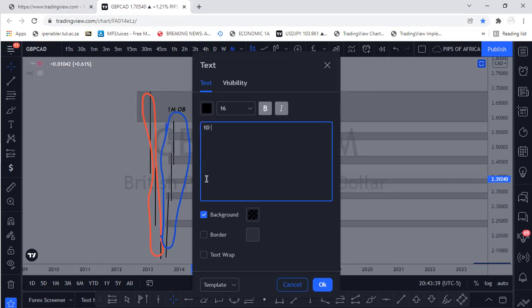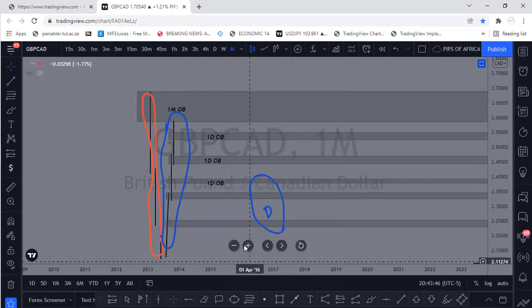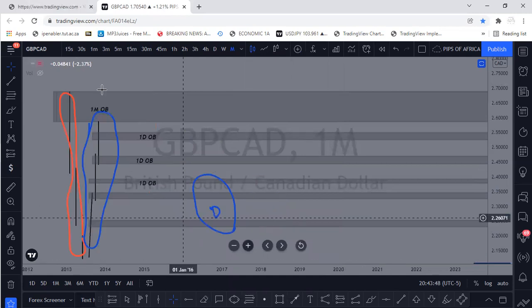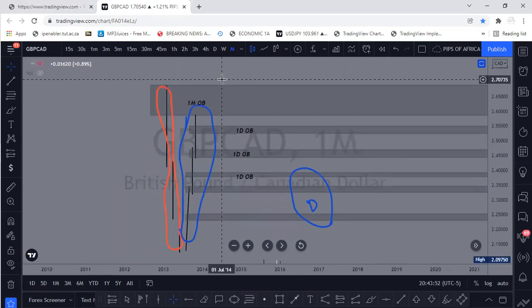So this one is a 1 day order block once again, and so on. So why is this important? Now I'm talking about the relationship between the smaller time frame order blocks and the higher time frame order blocks. Which one has more power than the other? Let me answer that question right here by illustrating everything on the screen, so that you can go there and shine.